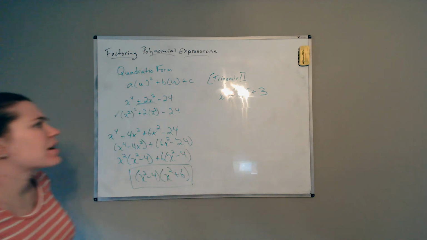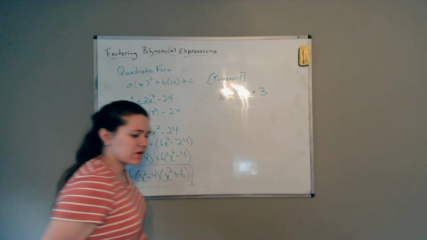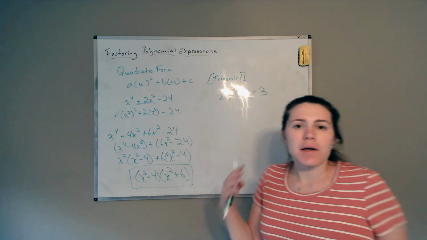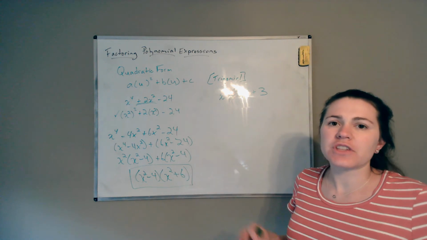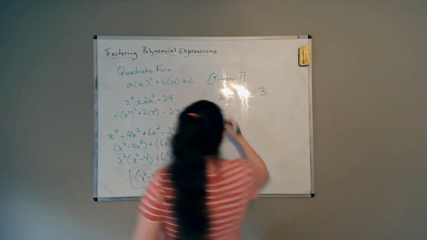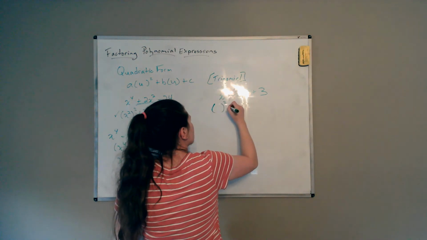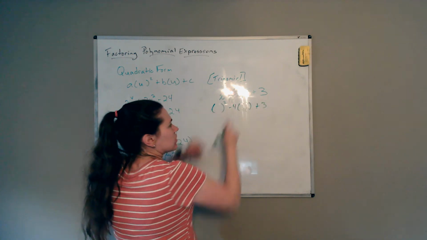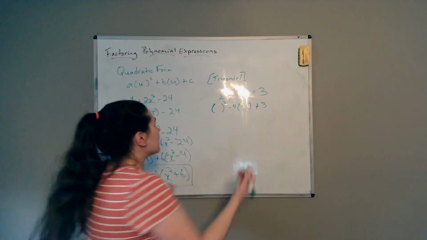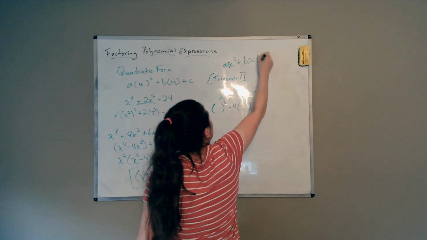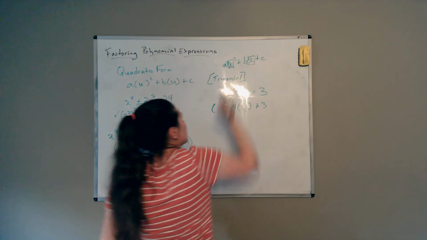X to the 10th minus 4x to the 5th plus 3. Okay, so it doesn't jump out at you. This isn't a quadratic, but perhaps it's quadratic form. The first thing is it's got to be a trinomial, so it is. So now, can I write this as something squared minus 4 times something plus 3, where these somethings are the same thing? Because if they are, then it mimics x squared plus bx plus c, where these are the same thing.